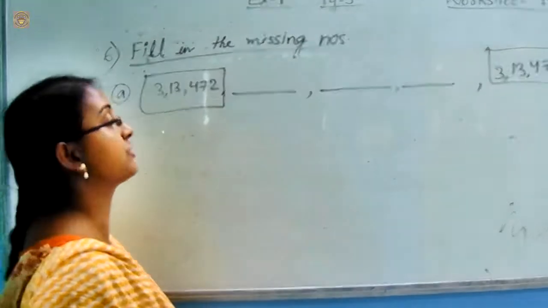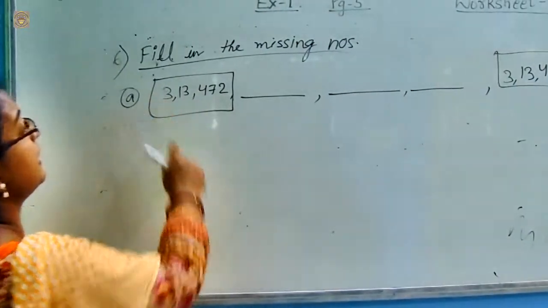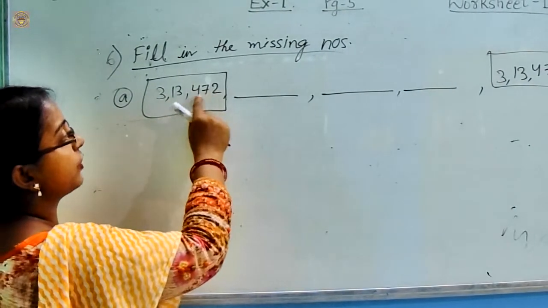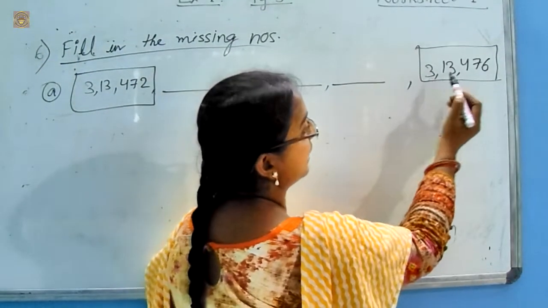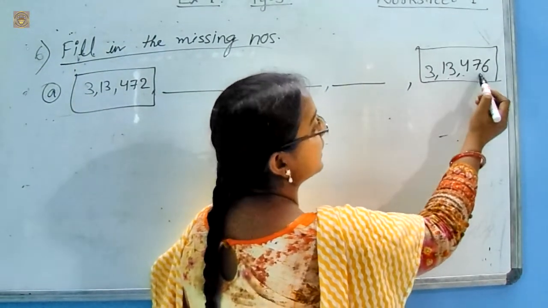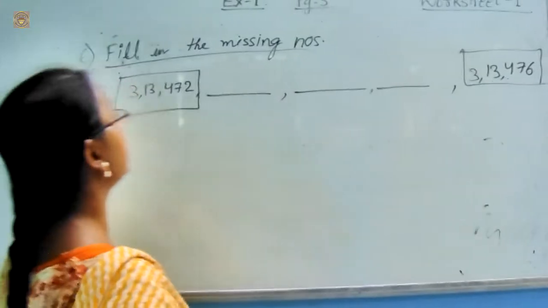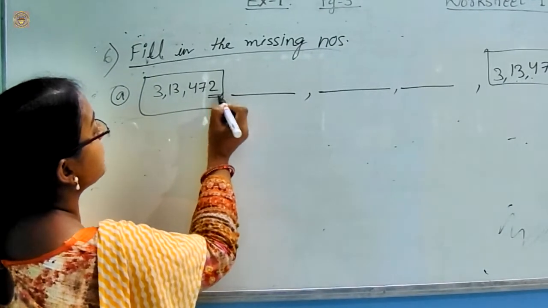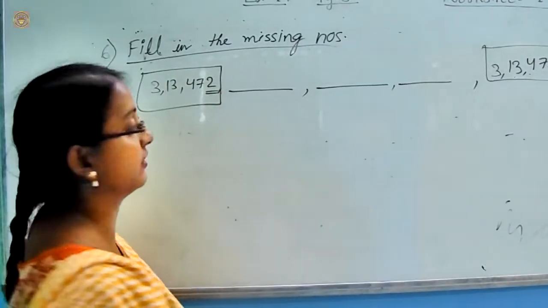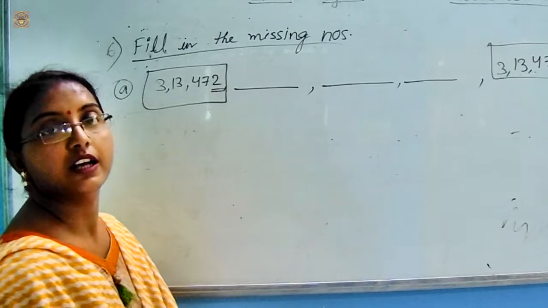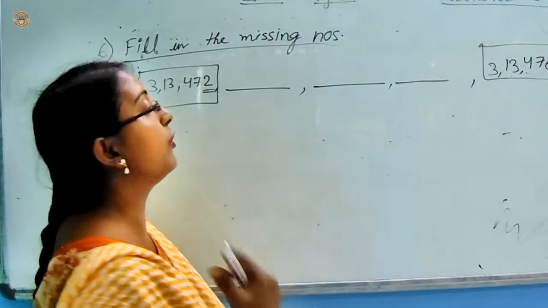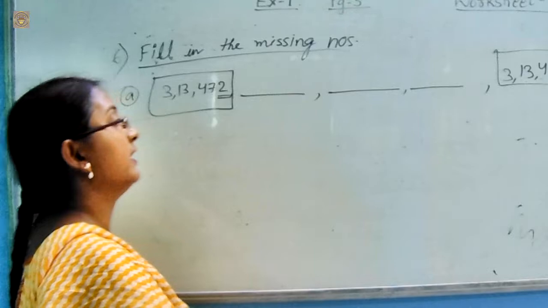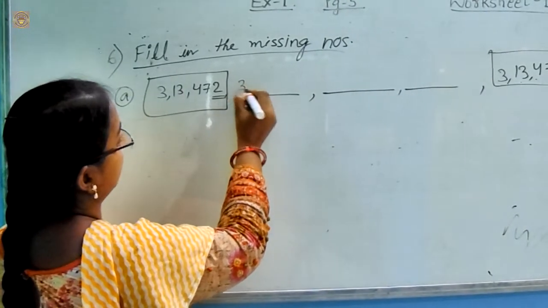That means here 3,13,472 and the last number is 3,13,476. That means only the ones place is increasing in this number. केवल वंस प्लेस की जगह पे जो नंबर है वो इंक्रीज कर रहा है. तो आप इसको कैसे लिखेंगे?